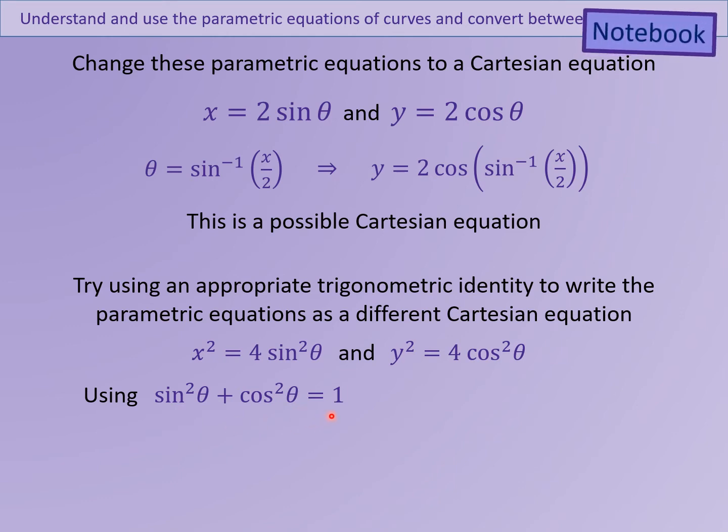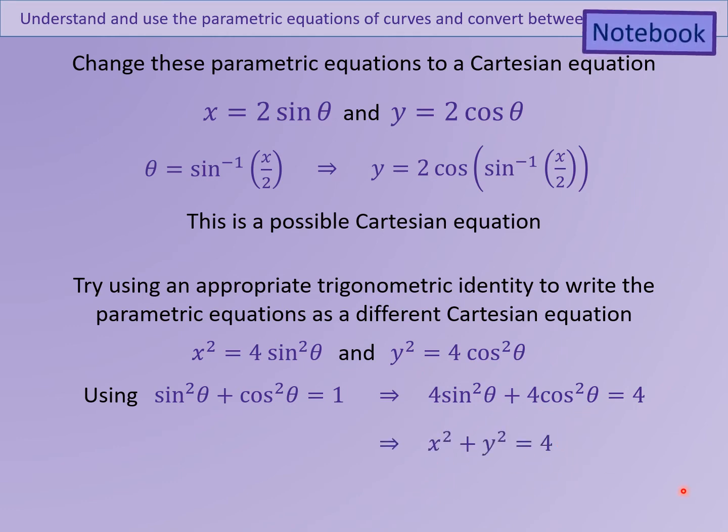Another idea though is because I've got 4 sine squared and 4 cos squared, why don't I just times everything by 4? If I do that, I end up with this equation. So 4 sine squared theta plus 4 cos squared theta equals 4. From there, I could just substitute my values in straight away. I know that 4 sine squared theta equals x squared, and 4 cos squared theta equals y squared, so I end up with that equation.